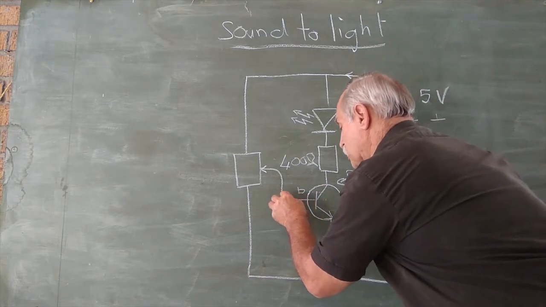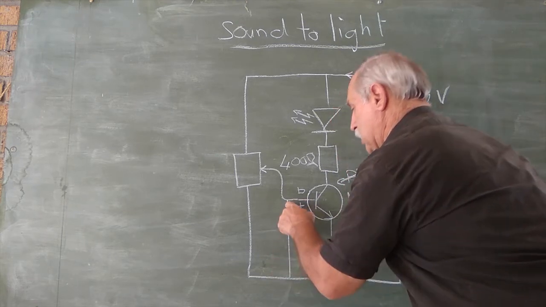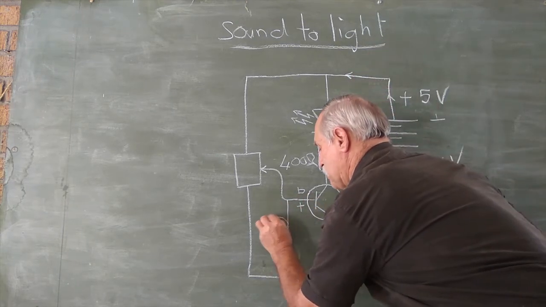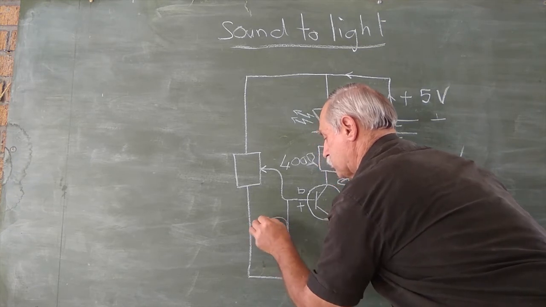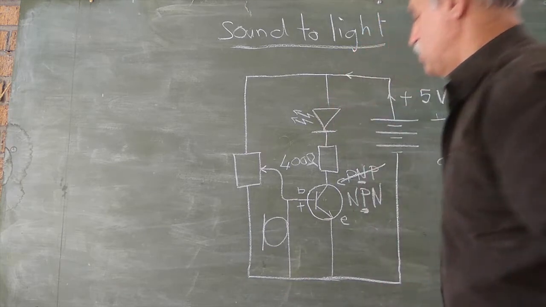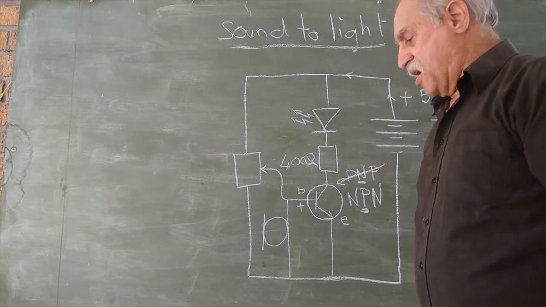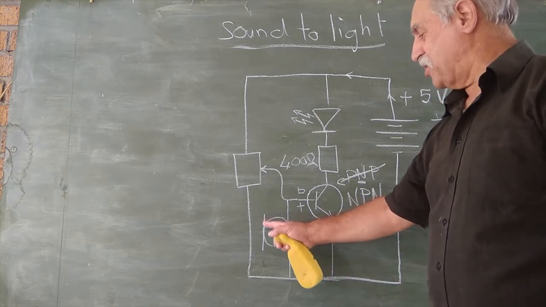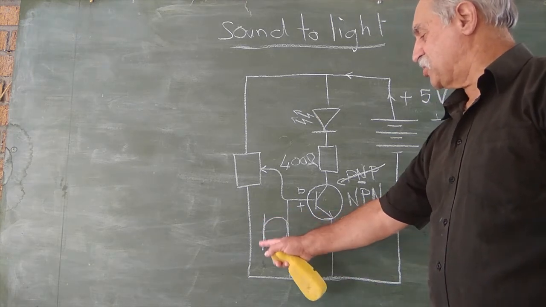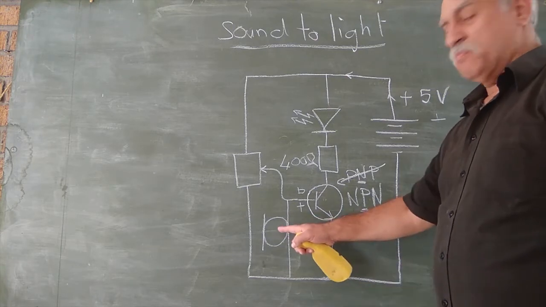We put a device between here, and that is a microphone. So there is the symbol for a microphone. I just can't remember whether that goes there. I think it must be there. Otherwise you wouldn't see it. So that is our microphone.